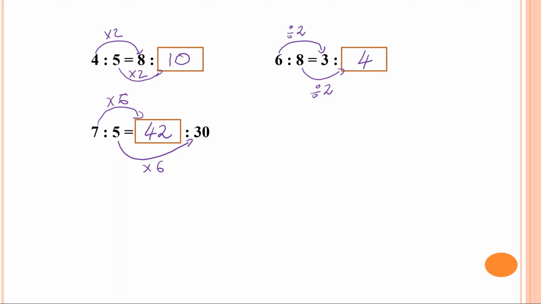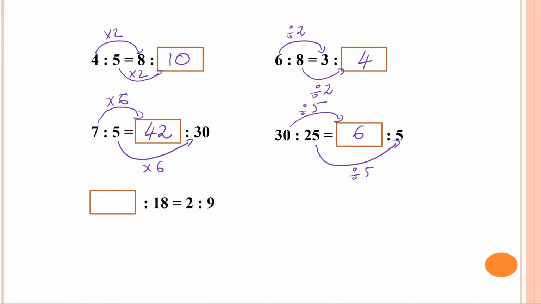Now, next one here. 30 to 25 is equal to something to 5. From 25 to 5, I divide by 5, because 5 times 5 is 25. So to get this number here, I divide by 5 as well. So 30 divided by 5 is 6. Okay?